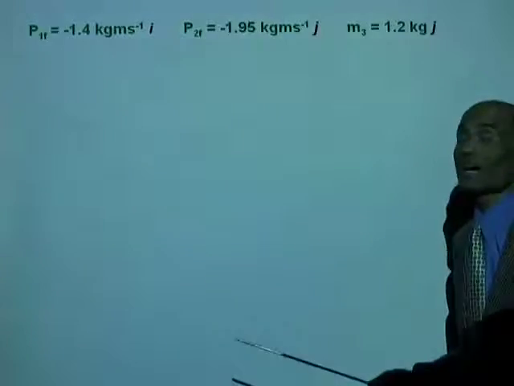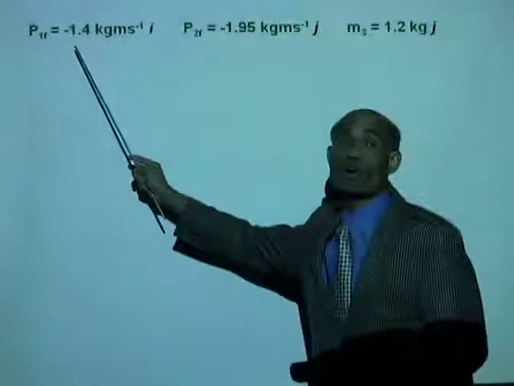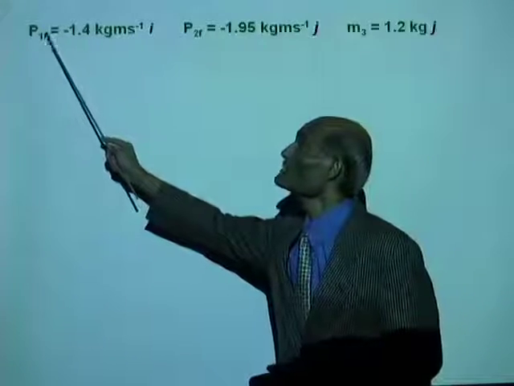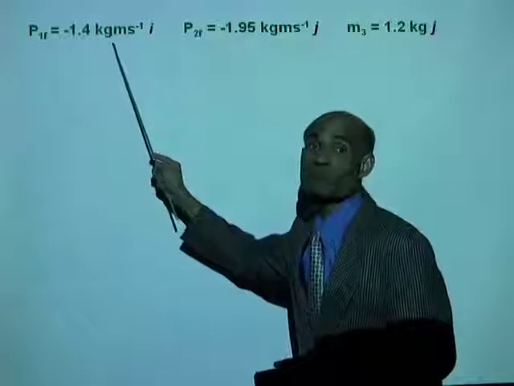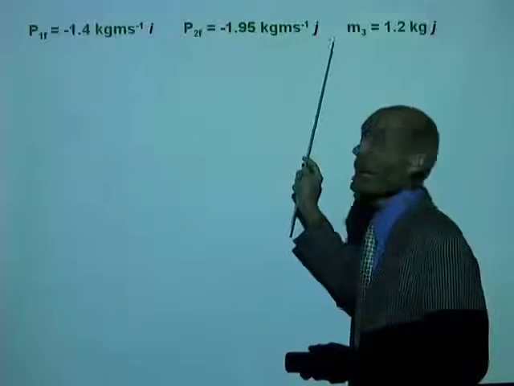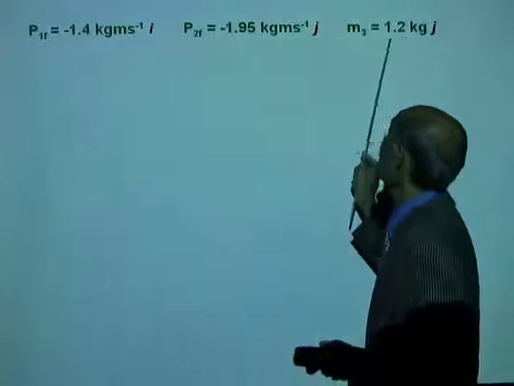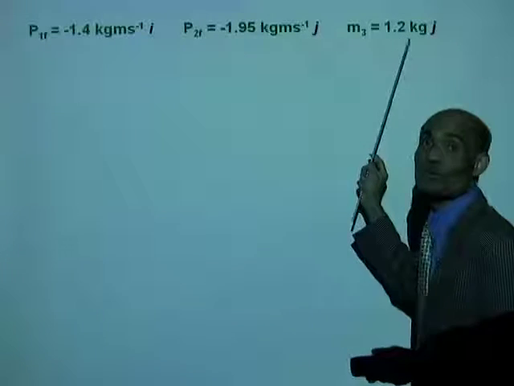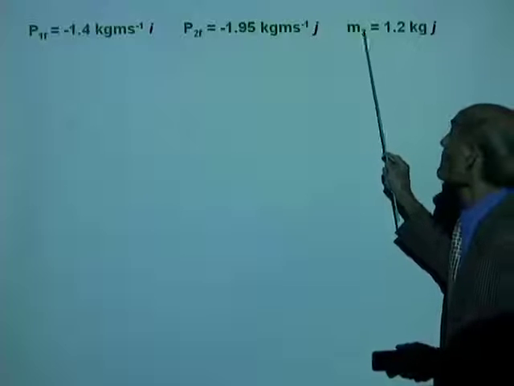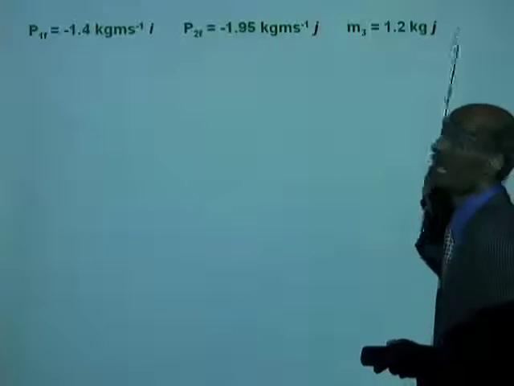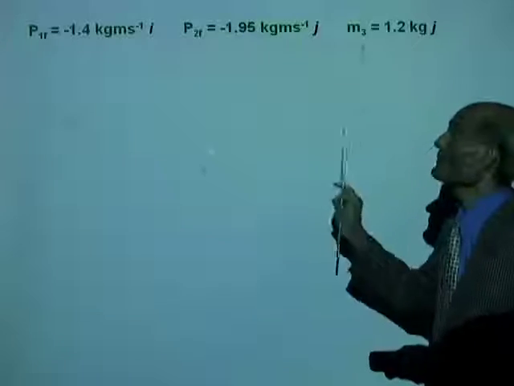Let's go to the other slide. I have brought all these important values with me: final momentum of the first fragment, final momentum of the second fragment, and the mass of the third piece. Well, what is wrong in here? The mass is not a vector quantity, so just take away that j. That j does not belong there.